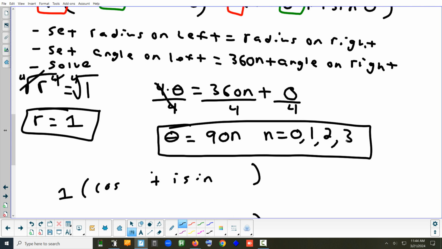So for n, there have to be 4 numbers written down here, and they have to start at 0. If we were doing a 5th root, we would do 0, 1, 2, 3, 4. That's how you get 5 answers. If you were doing a cube root, you would do 0, 1, 2. That's how you get 3 answers. So this number is always 1 less than the root you're looking for because you start with 0.